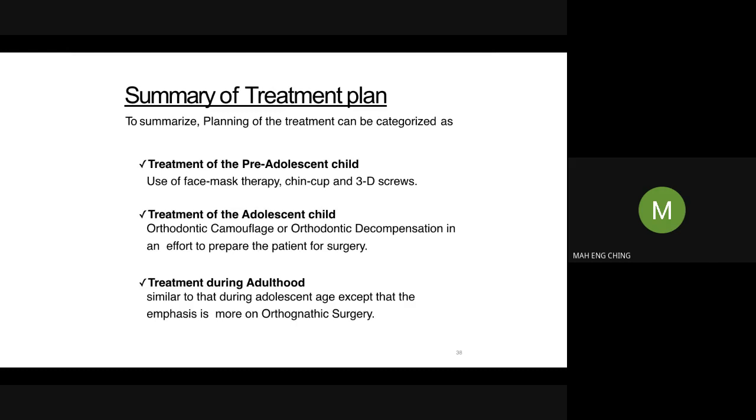The surgery can get delayed quite a lot sometimes due to the waiting list for the surgery. So for orthodontic treatment alone, it's a bit shorter. For patients with a combination of surgery and braces together, usually it takes a bit longer. When we come to treatment during adulthood, let's say they are already past 18 or 20 years old, they're not growing. It's quite similar to adolescents, except we lean more to the surgical side for corrections.